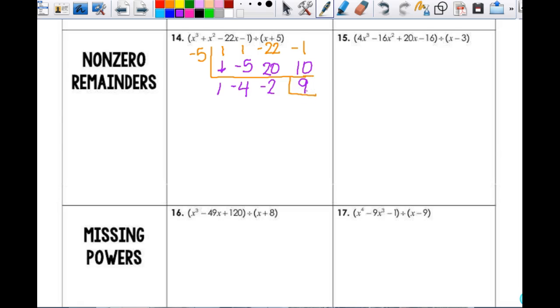So now I have a 9 in there, right? I have a remainder. My answer then, this was x cubed, so this gives me x squared. So x squared minus 4x minus 2. And then we're going to add a remainder regardless. And this is 9, so is it just plus 9? No, plus 9 over what? X plus 5. Okay.